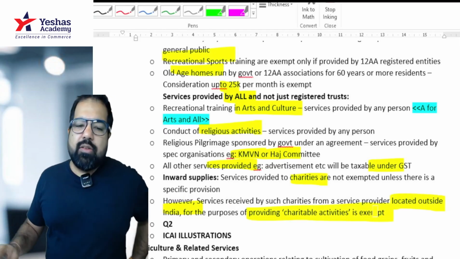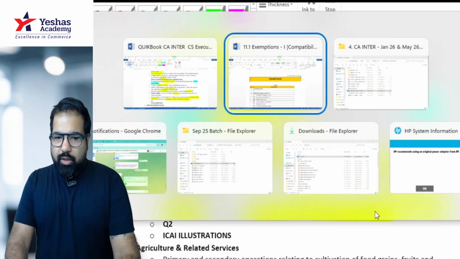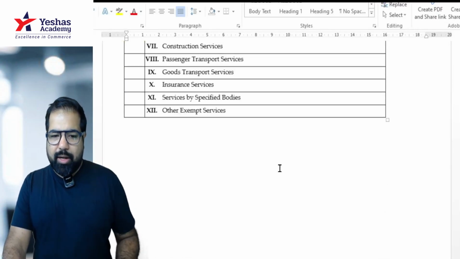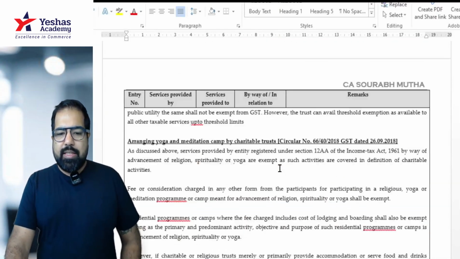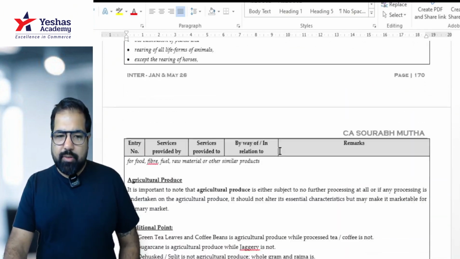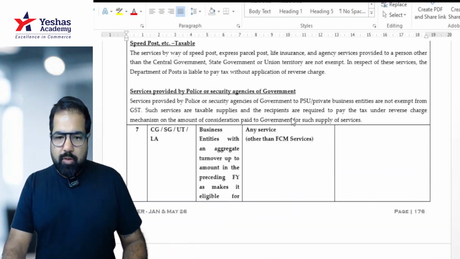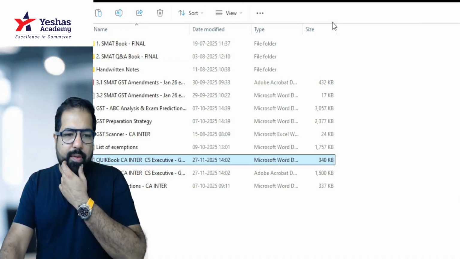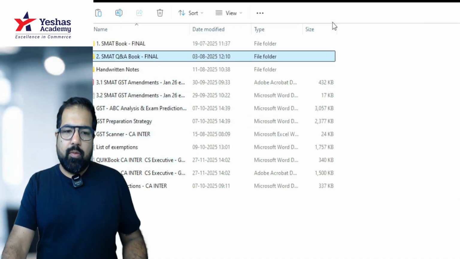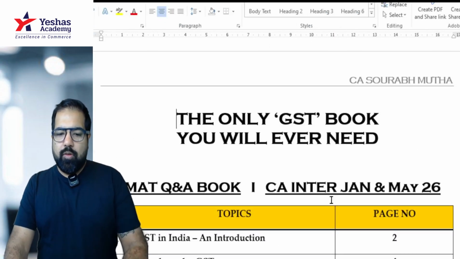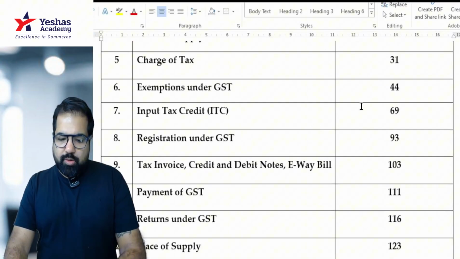Now that we've done this, we can now go ahead and look at the Q&A book. And in the Q&A book, we can look at the sums. This is charitable activities. Let's see if you are able to answer the questions from charitable activities. These are all the exemptions. We'll go to the Q&A book. And we go to exemptions, page 44.